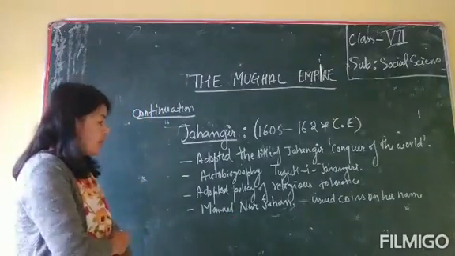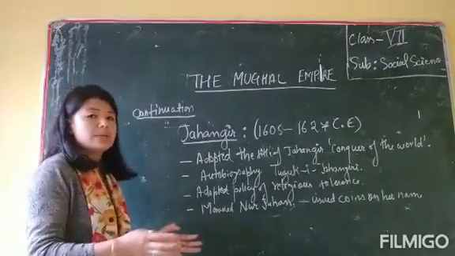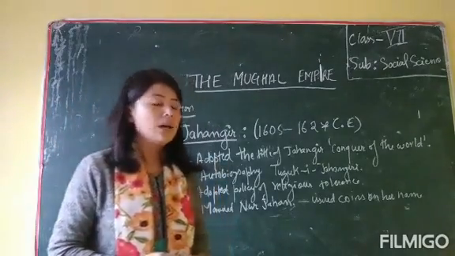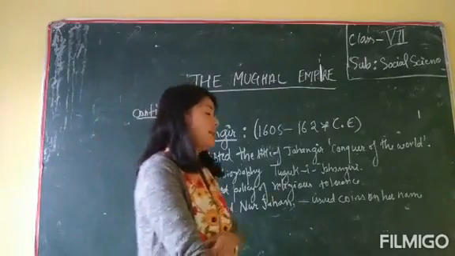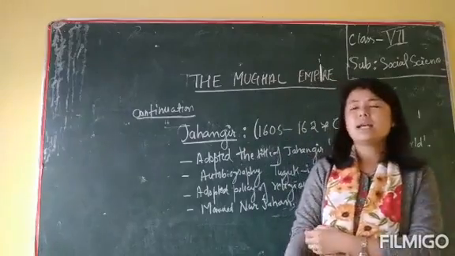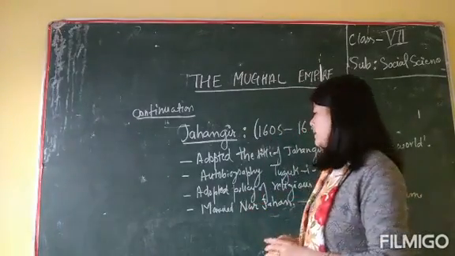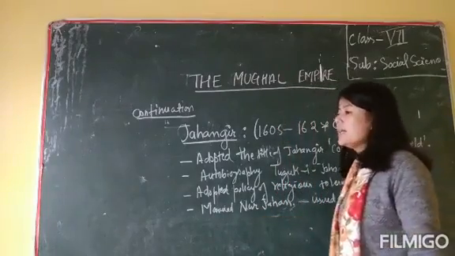Apart from that, Nurjahan's relatives, her father and her brother, all had good positions in the Mughal Empire's court. Sorry, they had good power. So that's why she got a very good influence, a very good impact, in Jahangir's life. So that was the thing.